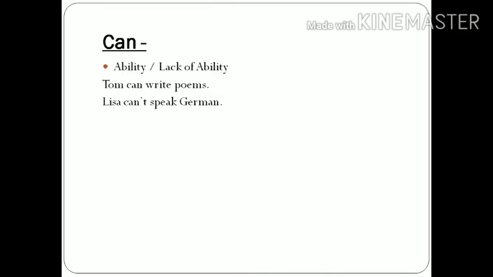Next we have the example of can. So today in this particular slide I am going to discuss the uses of can and could. So what is the use of can? Can is used to show the ability or the lack of ability of a person or the subject. So in here we have two sentences. Tom can write poems and Lisa cannot speak French. The first sentence shows the ability of Tom and the second sentence shows the inability of Lisa.